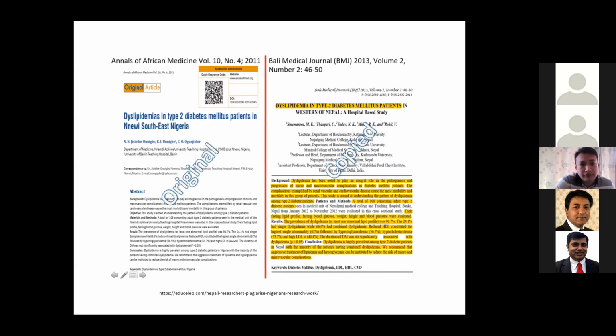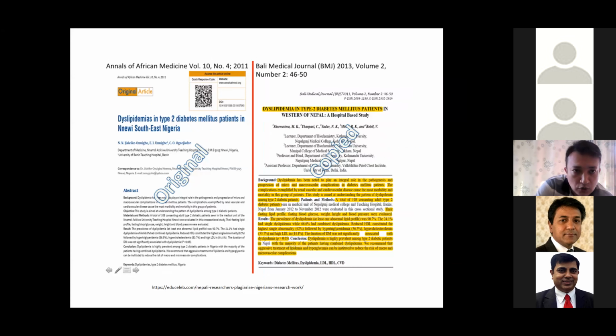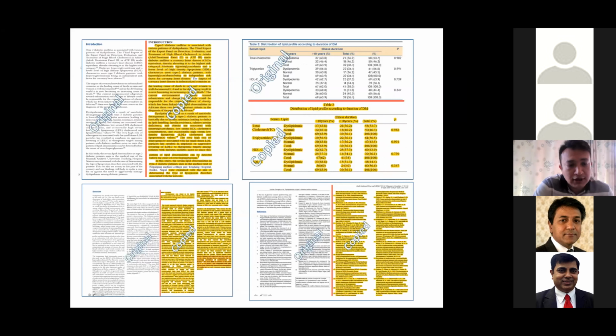Again, I will give you an example from our own country. There is an article published in the Annals of African Medical Journal from Nigeria, on dyslipidemia in type 2 diabetes mellitus patients in Enugu, Southeast Nigeria. If you look at the plagiarized article, everything in the abstract is copied except the study site and the authors. And if you look at this very busy slide, the original introduction is on the left side in the white background, and the plagiarized article is on your right side with the yellow highlight.